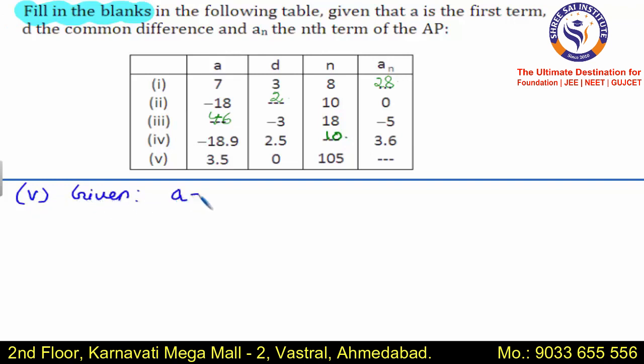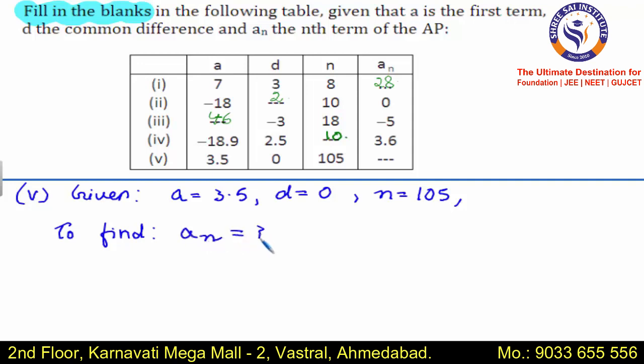Here we are given the value of A, which is 3.5, D, which is 0, N, which is 105. We have to find the nth term. Now we know that the nth term is given by A plus N minus 1 into D. Substituting the value of A, D and N in this equation, we will find the value of An as we did in the first part.